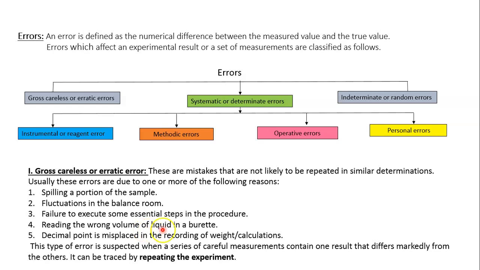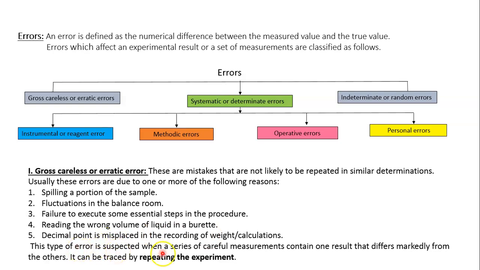Reading the wrong volume of liquid in a burette. A decimal point misplaced in the recording of weight. Generally, when you go to weigh something in a balance room, you're expected to carry a book to note down the weight of the object. But it may happen that you don't carry your book, and when you come back to the lab, you try to recollect what the weight was, and your decimal point may have shifted. So instead of writing 0.365, you have written 0.0365. That's a very major mistake.